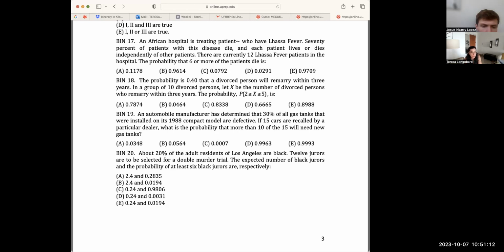The expected number of Black jurors, and the probability of at least 6 Black jurors. At least 6. Expected number. Oh, I see the confusion. I know what's going on. All right, so let me write the questions down.